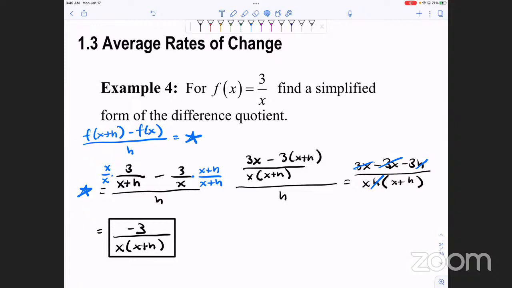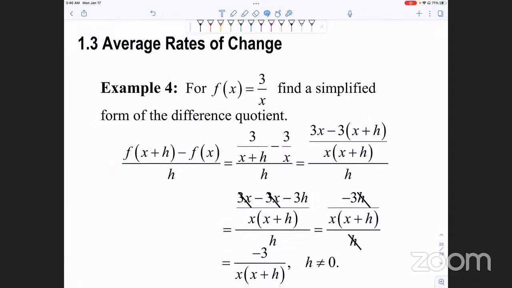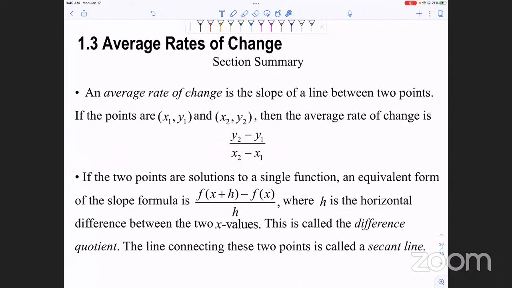Okay, so we have some prepared notes for this part. Let's compare it to our prepared notes and see how we did. We got -3 over x times x plus h. Okay. So you can see they get the 3 over x plus h minus that. I think we got the same thing. All right. Okay, so hopefully that wasn't too terribly bad. We made it through it.